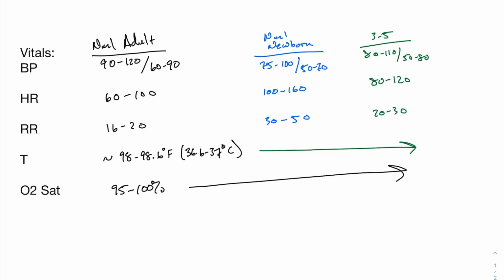And then the respiratory rate is going to be similar to the heart rate. They're going to breathe faster than the adults are going to breathe. And so the rate's usually 30 to 50. And as we grow older, our blood pressure is going to go a bit higher. At 3 to 5, we get to about 110 systolic, 80 diastolic. Same with the heart rate. We go from 80 to 120 when the normal adult's about 100. And then 20 to 30 when the normal adult's about 20. But again, the temperature and the O2 sat are going to be the same.